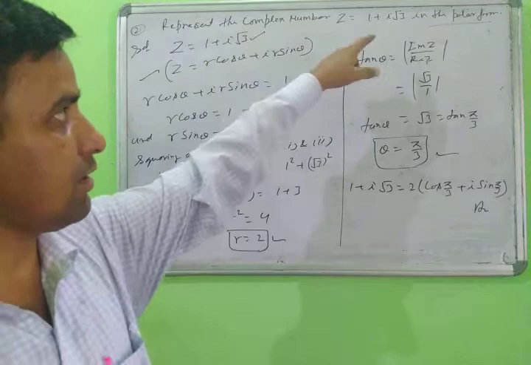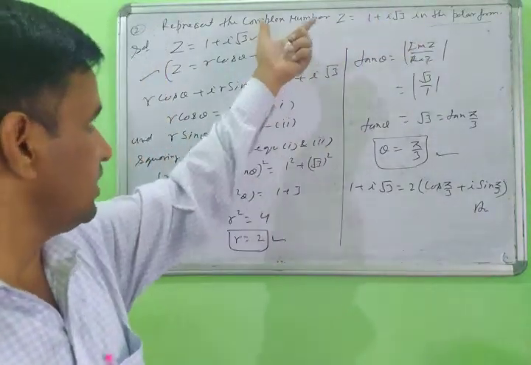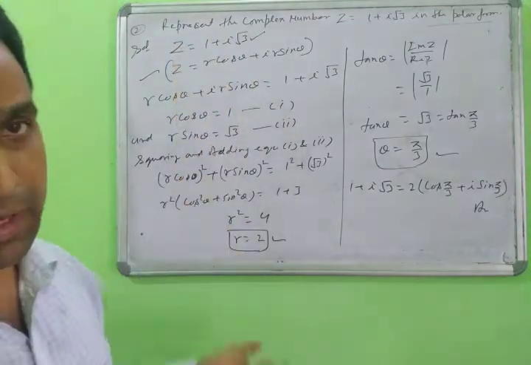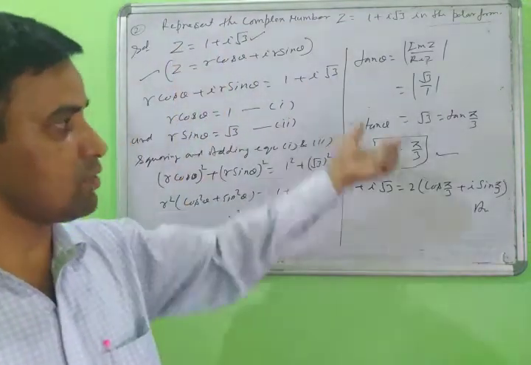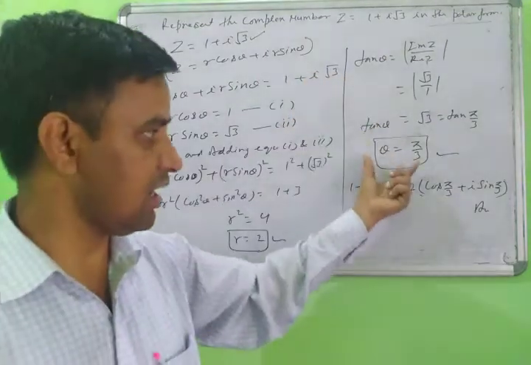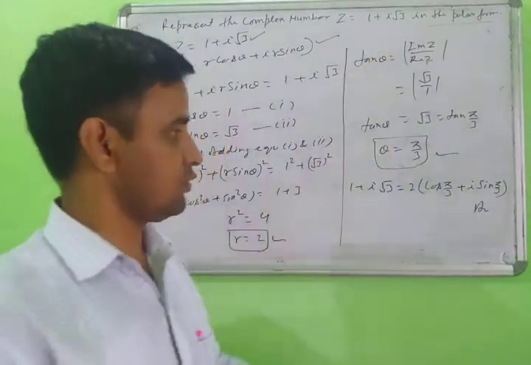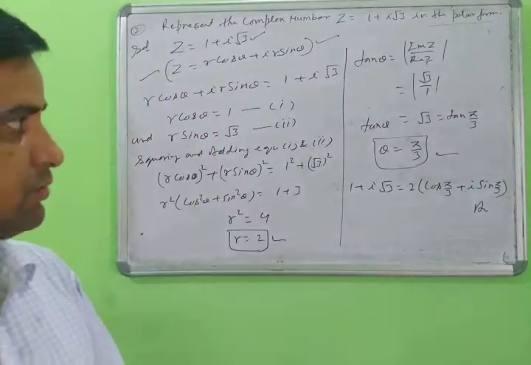Suppose any complex number is in the first quadrant, second quadrant, or third quadrant, it does not matter. According to this way you will solve every question. First you find the value of r, second you find the value of theta, then put them in the polar form, and then you get your answer. Yes, note it down, then next question.